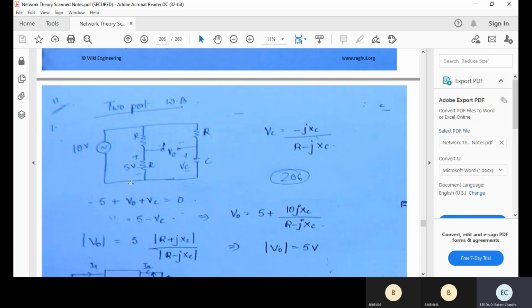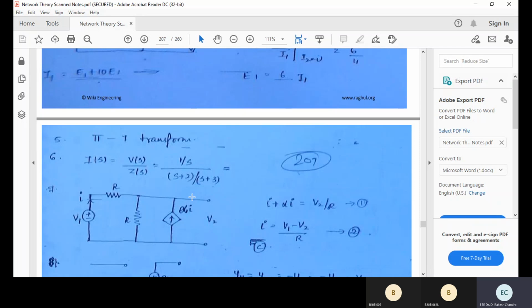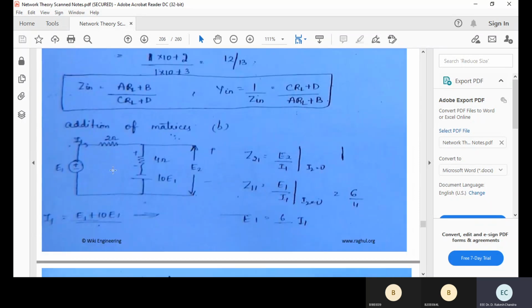This is the problem given like this. We need to find out Z parameters or Y parameters. In this particular problem, you know how to calculate Z parameters, meaning how to calculate Z11, which is equal to V1 by I1. V or E both are the same. Sometimes it is induced EMF or we can call it voltage, and their units are volts only. Z11 is equal to E1 by I1 or V1 by I1, provided your I2 is equal to 0. Z21 is equal to E2 by I1.